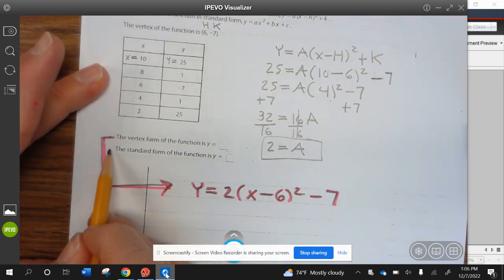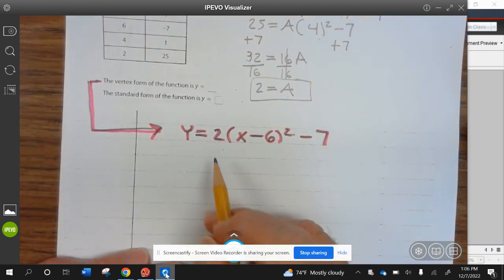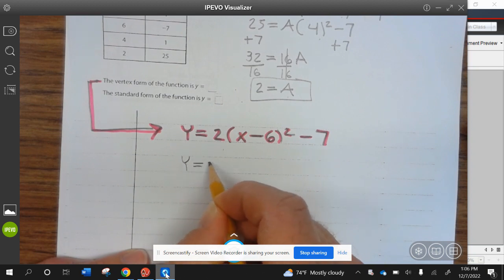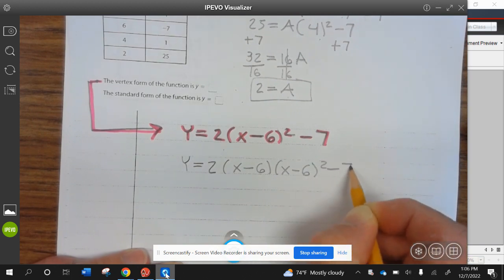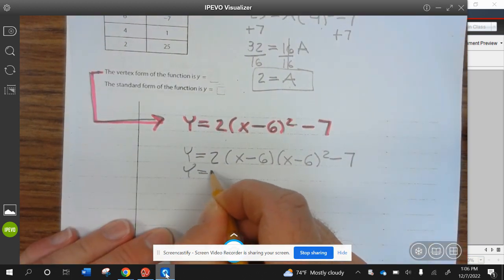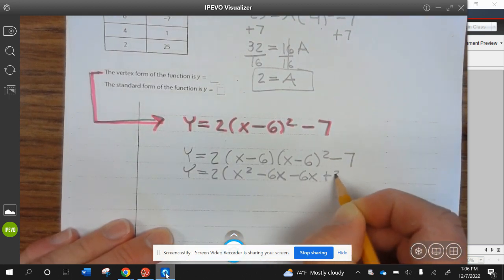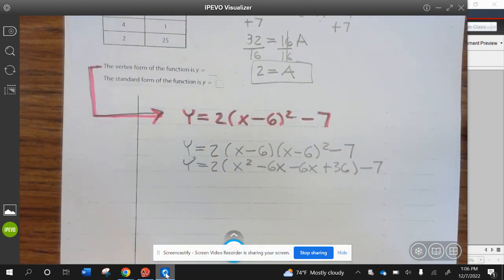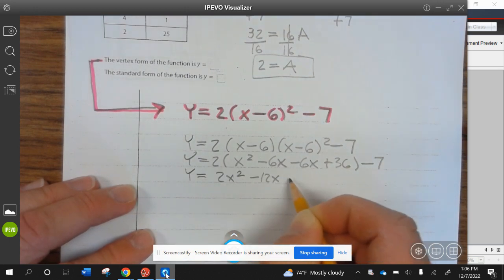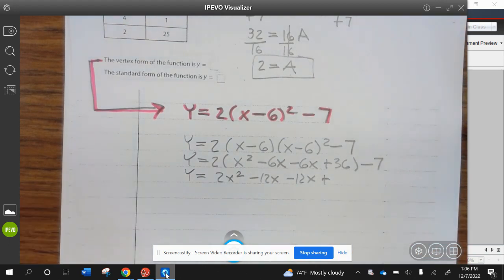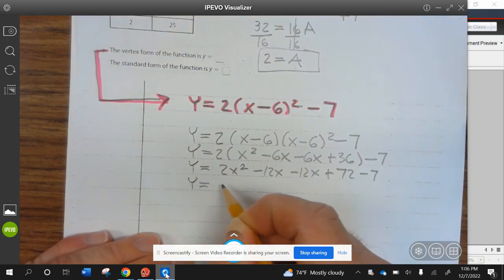All right, now to find standard form, we need to simplify this, okay? So that's y equals 2 times x minus 6 squared minus 7. So that's y equals 2 parentheses x squared minus 6x minus 6x plus 36 minus 7. So then that's y equals 2x squared minus 12x minus 12x plus 72 minus 7.